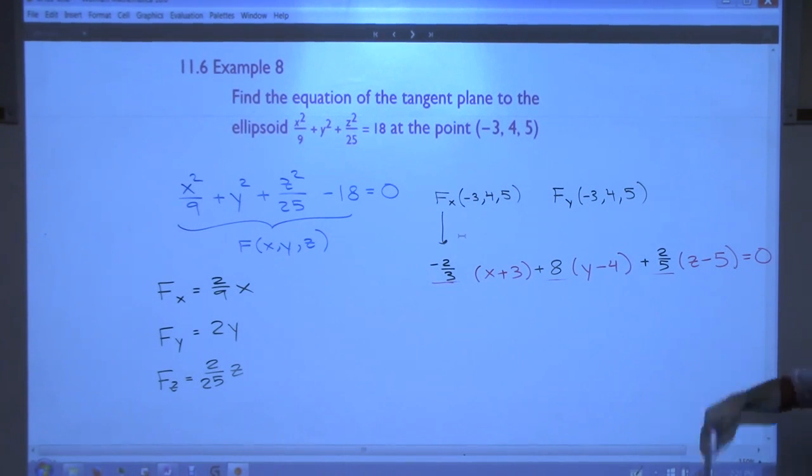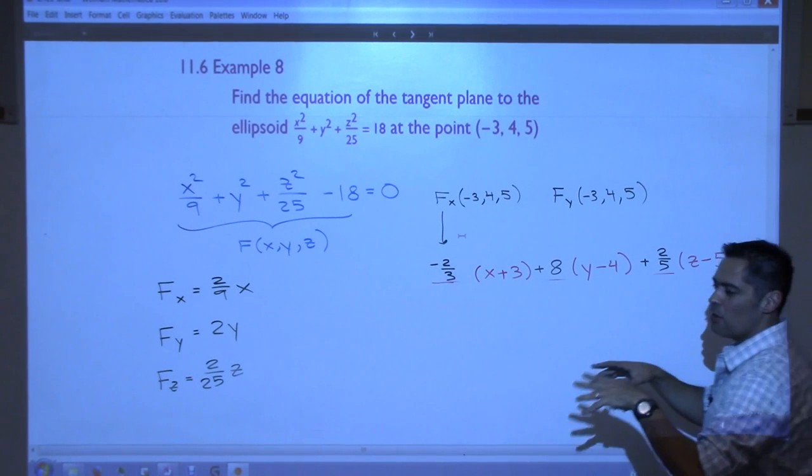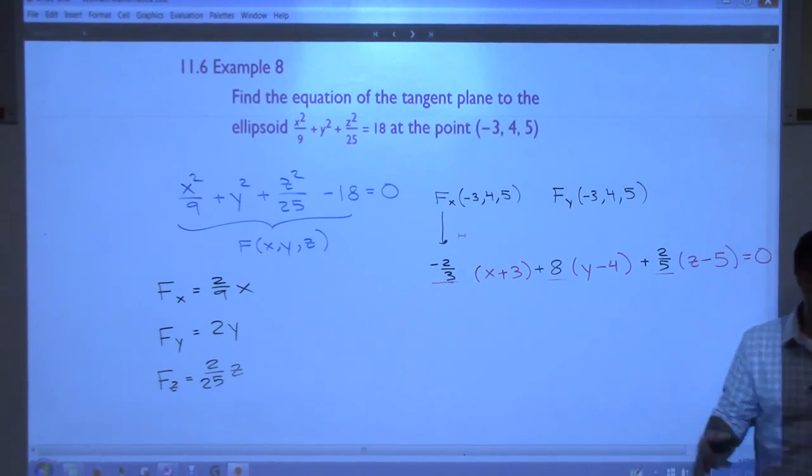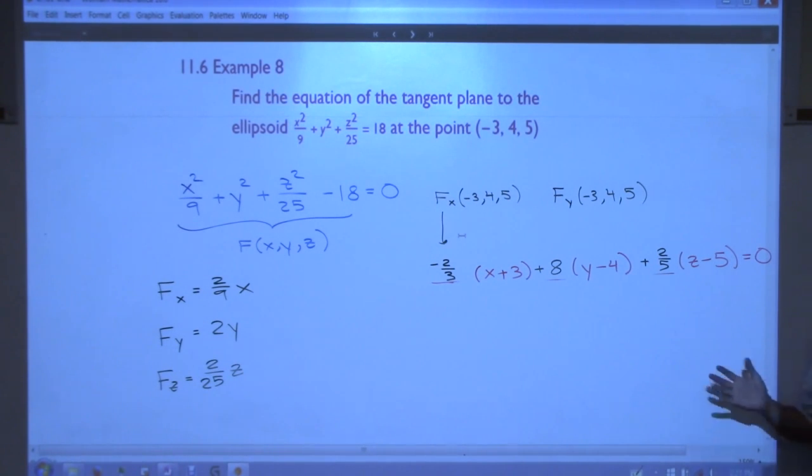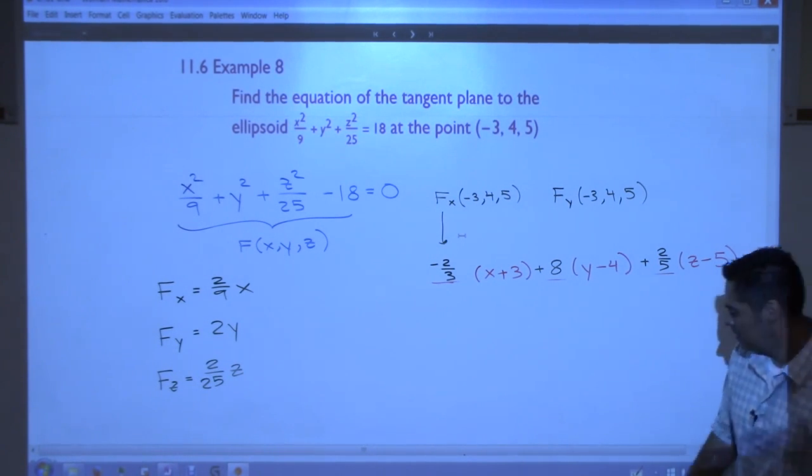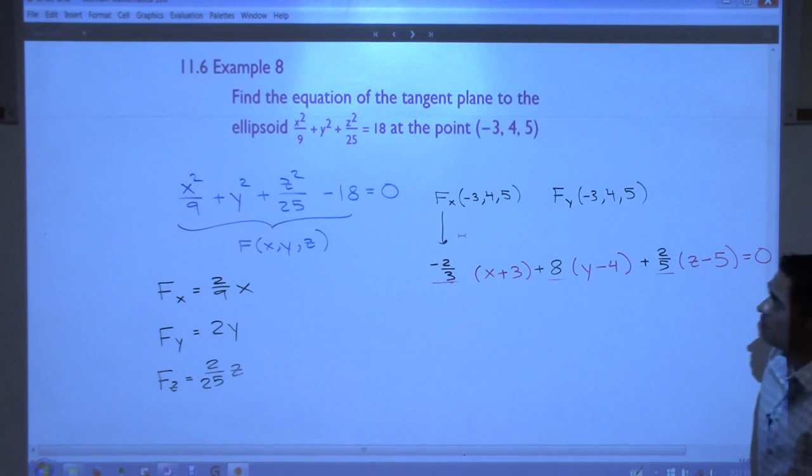Now you could go through and clean that up, right? Distribute through. If you didn't like the fractions, you could multiply both sides by 15, and you could do whatever. I've seen on your take-homes, some of you leave them, some of you clean them up. I don't care. It's all the same, right? It's all the same sheet of paper living in three-dimensional space. So, not bad, huh? Not bad?